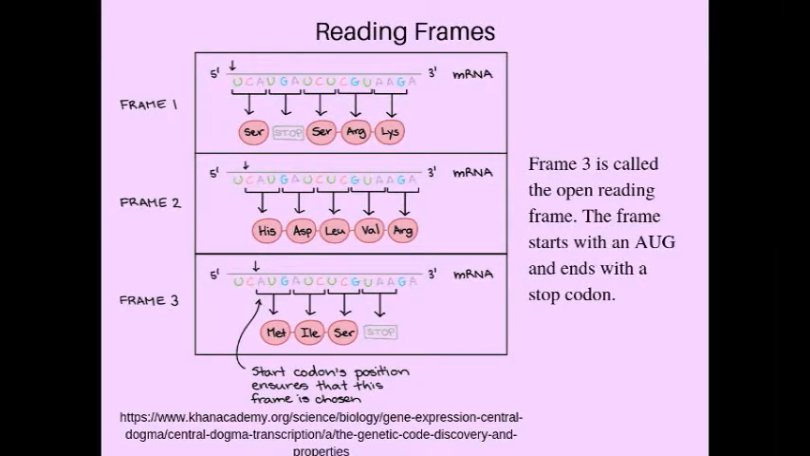Like any other sequence that needs to be read, there are different ways of reading them. But for nucleotide sequences, the right reading frame has to start with an AUG, which codes for start, and then ends with a stop codon. This kind of reading frame is called the open reading frame.